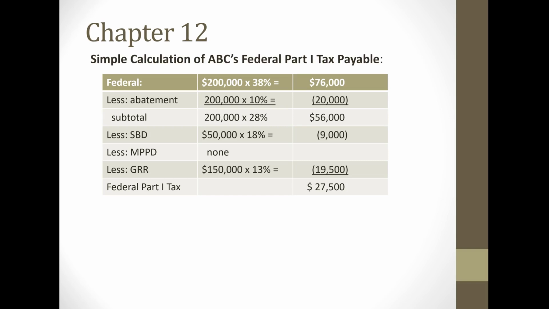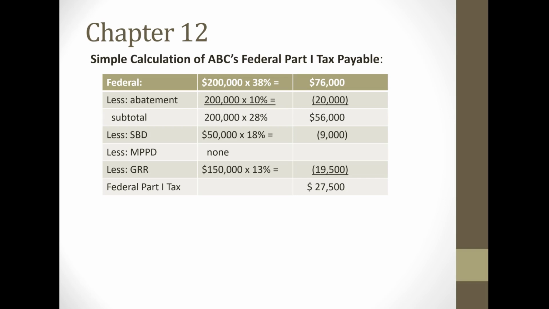Here is how we calculate federal Part 1 tax. Now remember we said that the federal rate is 38%. That's the top row. So the $200,000 taxable income, we multiply that by 38%. So that gives us a federal tax liability of $76,000. Now, because all the income was earned in Canada and is attributable to a province, we get that 10% abatement, and that's going to reduce our federal tax, Part 1, by $20,000. Essentially, we can take $200,000 times 28%, and we'll get what's on the third row, the $56,000.